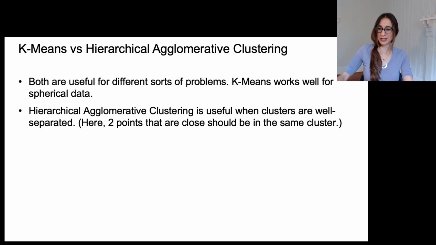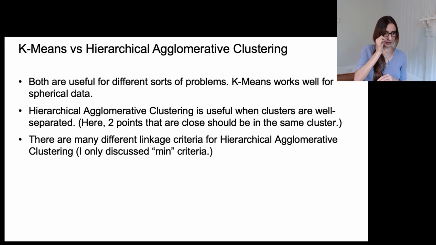Okay, so just to summarize, I showed you 2 clustering methods, k-means and hierarchical agglomerative clustering. They're useful for different sorts of problems. K-means works well for spherical data, whereas hierarchical agglomerative clustering is useful when clusters are well separated. And so here, for hierarchical agglomerative clustering, 2 points that are close together are essentially going to be in the same cluster because they're going to get merged first.